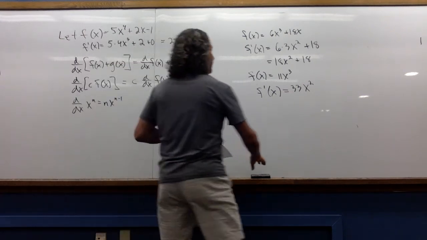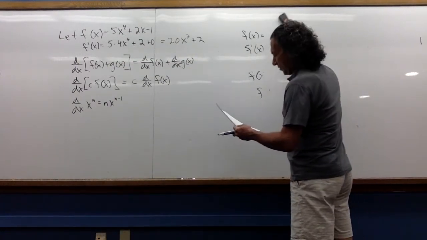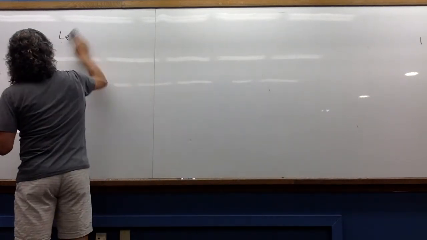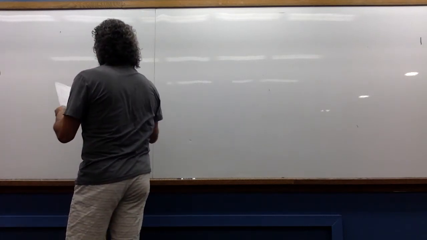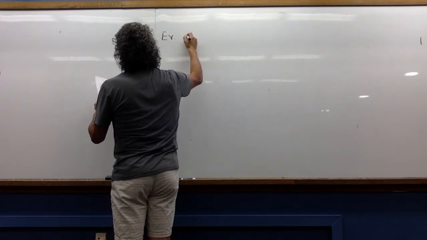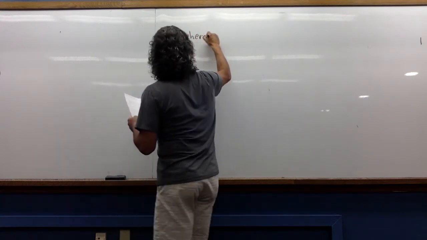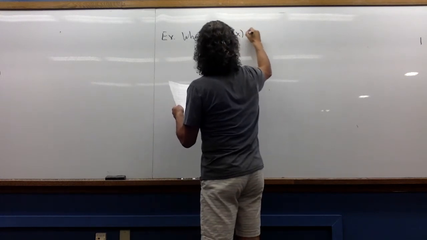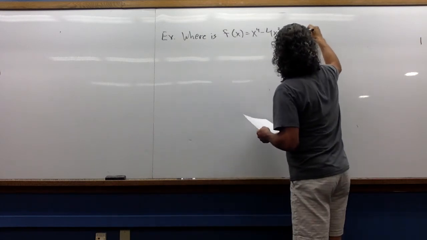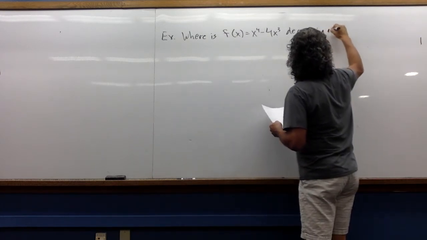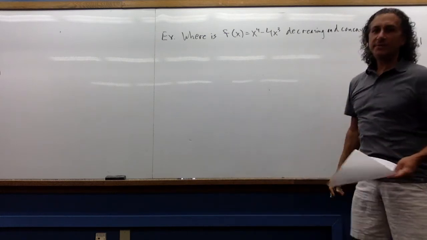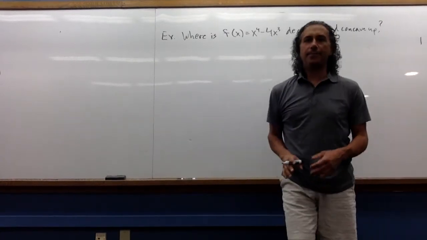All right, as an application example, let's tie together increasing, decreasing, concave up, concave down, and polynomials. So for example, let's say, where is f of x equals x to the fourth minus 4x cubed decreasing and concave up? So I want this guy to be both decreasing and concave up.